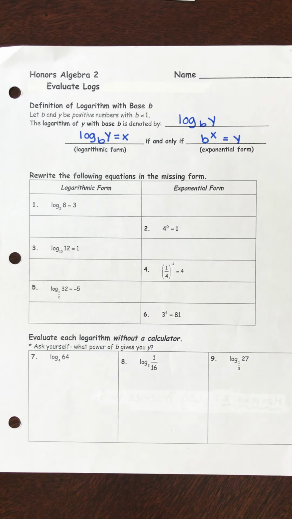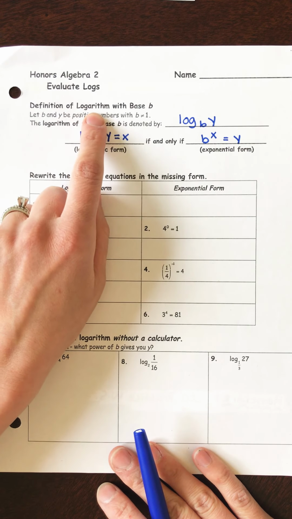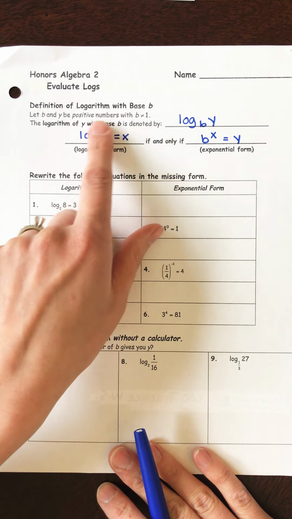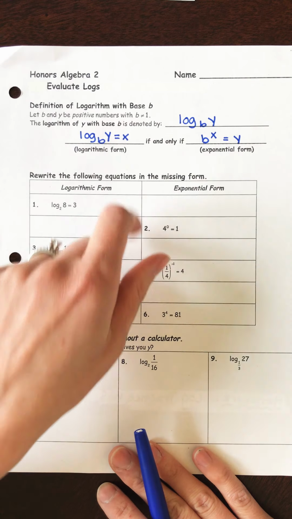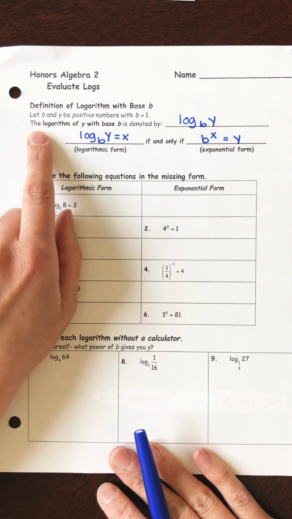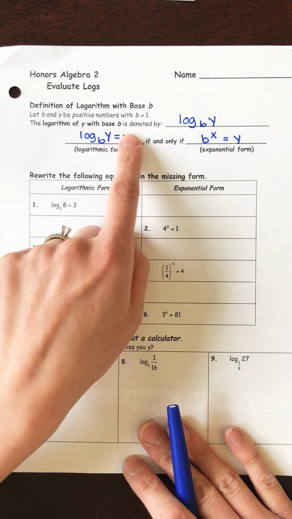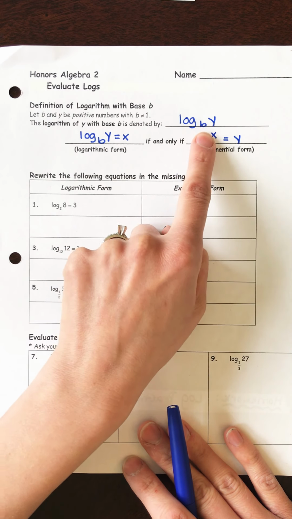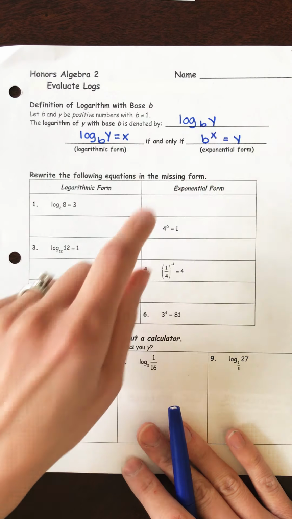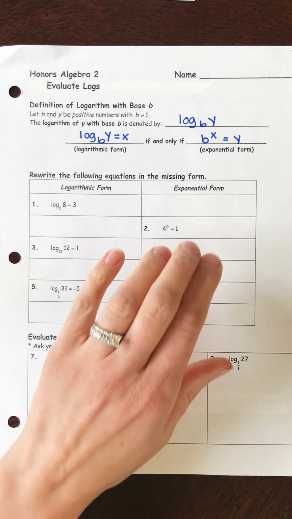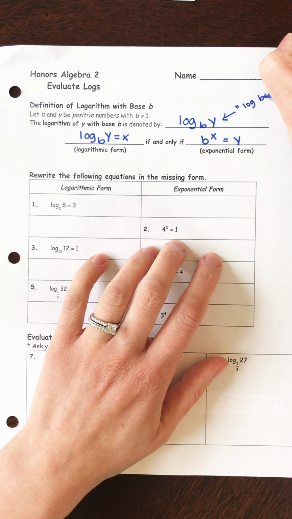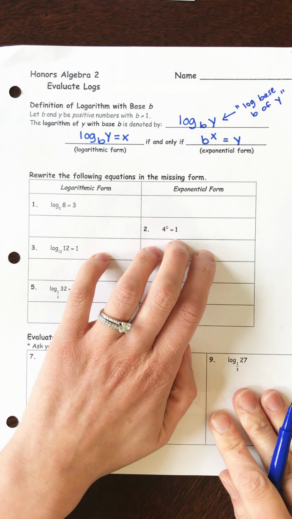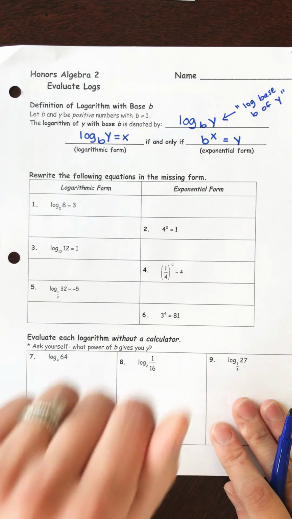solving for x. So the definition of a logarithm with a base b, we define it as: let b and y be positive numbers. b is not usually 1. So the logarithm of y with base b is going to look like this. Log with a little b, we call that log base b of y. So how I pronounce this would be pronounced log base b of y.